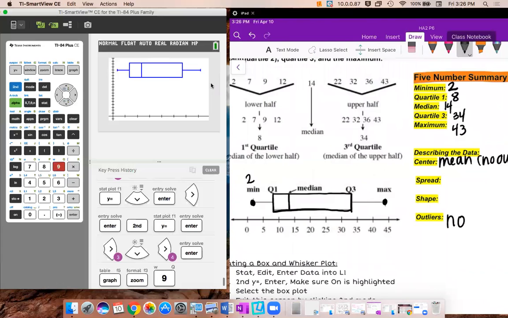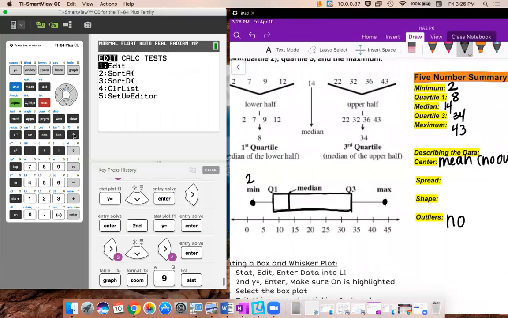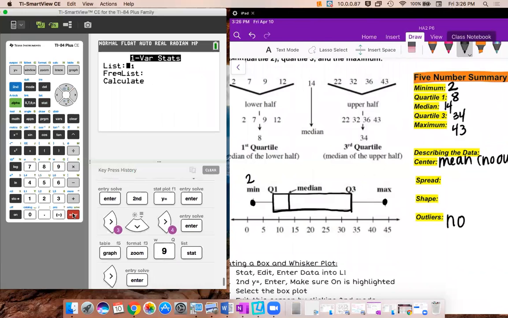So then you just go back to your one variable stats right here, and your mean is this x bar. So the center of our data is about 19.67.